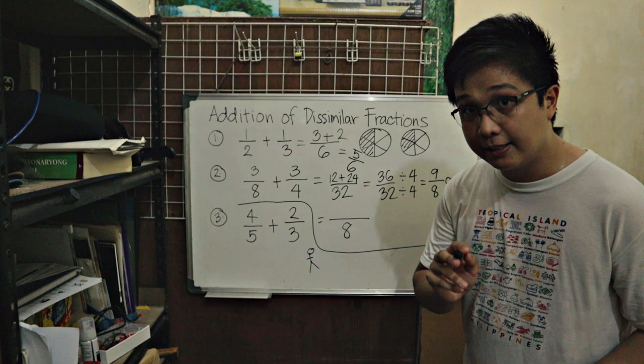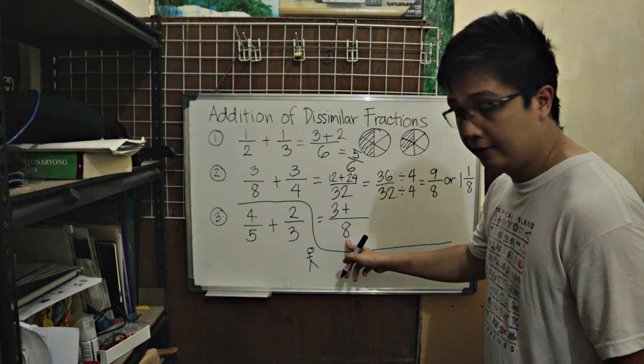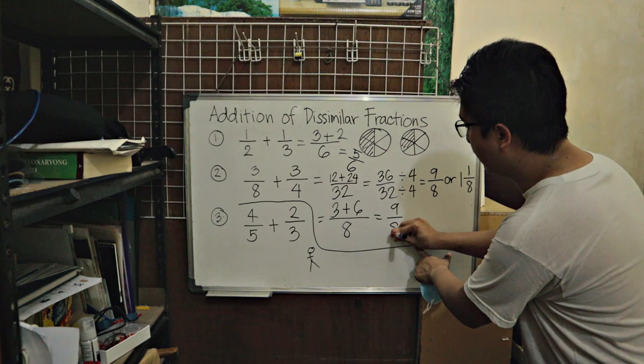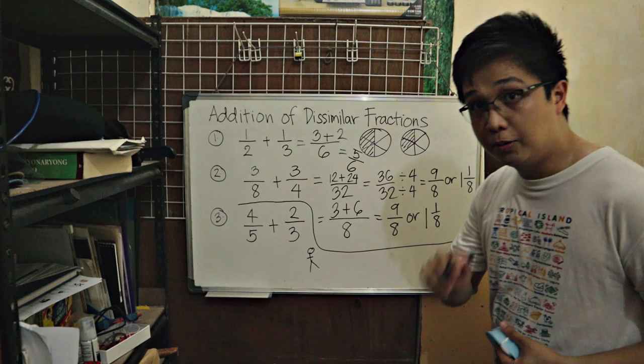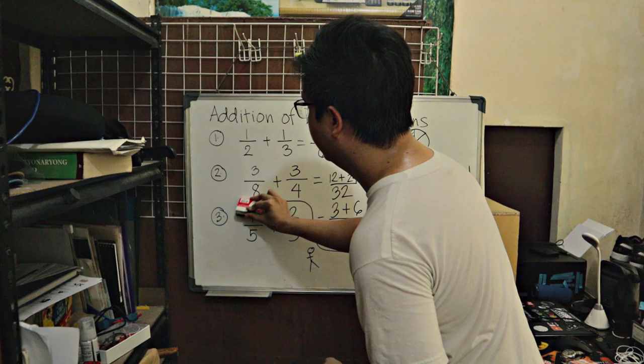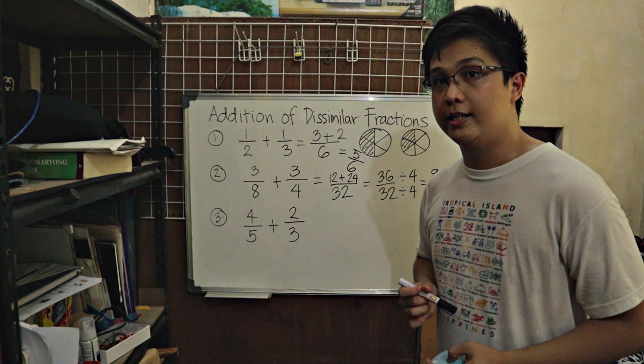So 8 divided by 8, 1 times 3, 3. Plus 8 divided by 4, 2 times 3, 6. That's equal to 3 plus 6, 9 over 8. Or 1 and 1/8 gihapon. So, mao na siya magkuha sang LCD using the same technique that we used in finding the least common multiple. Sige, pwede ito na kuhaon ang atong barrier. Kaya tapos na ang lockdown. Kaya pwede na ta mag-resume sang business as usual.